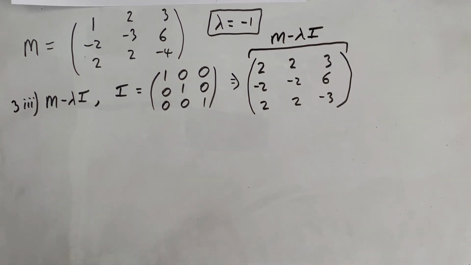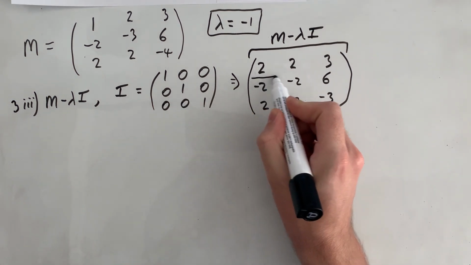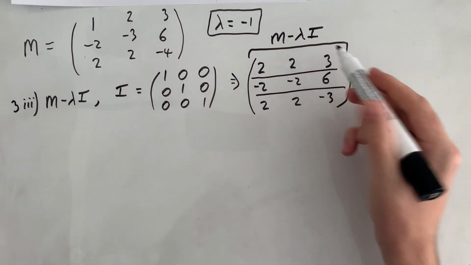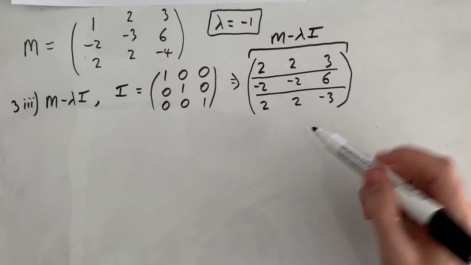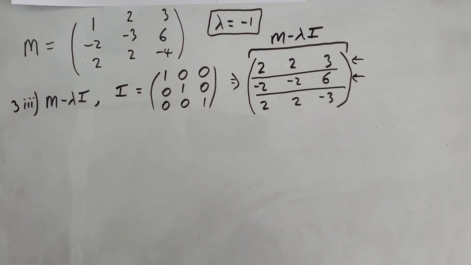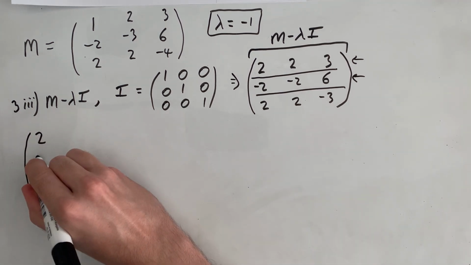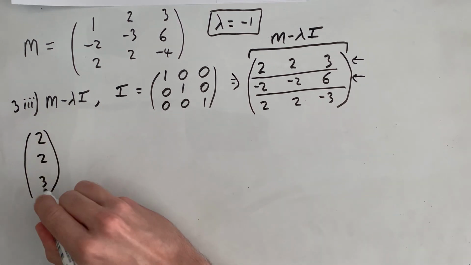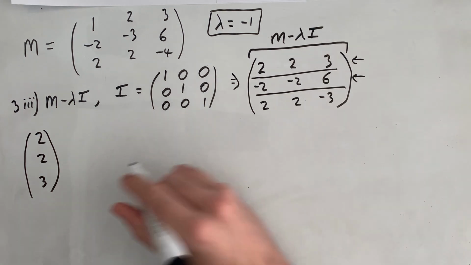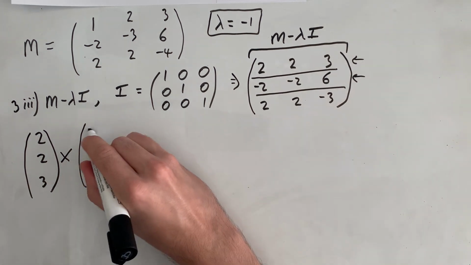At this point, we can actually perform a very interesting trick, which will mean that we can almost instantly get our eigenvector as the question requires. Looking at M minus lambda I, if we draw in two horizontal lines, like so, we split our matrix essentially into 3 rows. Let's take the top row and this row here, and what we're going to do is find the cross product. So we're going to say 2, 2, 3 crossed with minus 2, minus 2, 6.